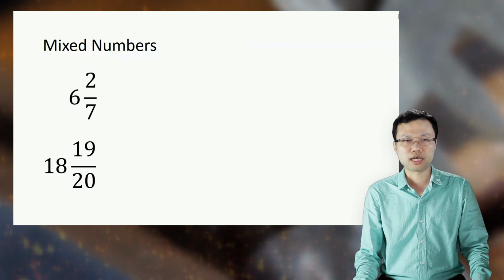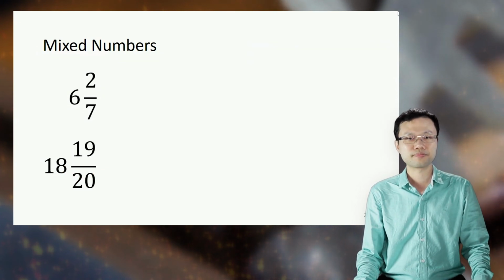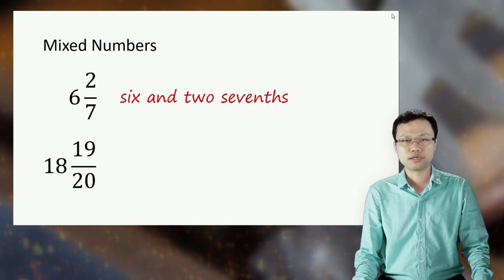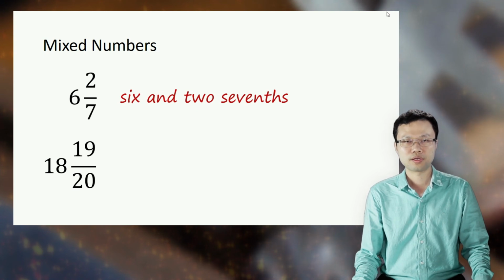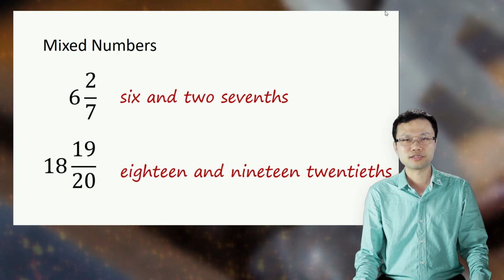Here are 2 more examples to practice on. Can you read them? The first one is six and two sevenths. The second one is eighteen and nineteen twentieths.